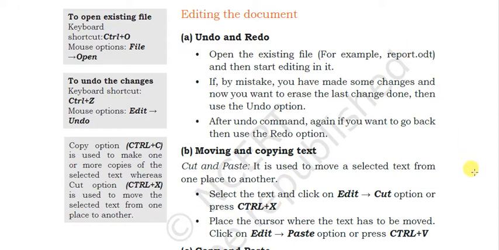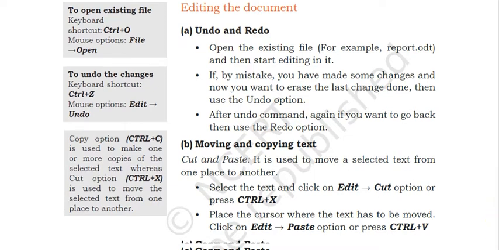Now the next option is for moving and copying text. This is a very familiar thing to you if you have worked in any previous word editor. So first, if you want to select a particular thing, then you select it through the mouse. You select it and then if you want to cut it, you have the option of either going through Edit to Cut or pressing the shortcut key Control X. Okay, this is for cutting and pasting.